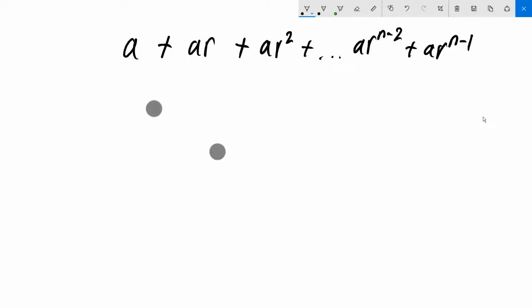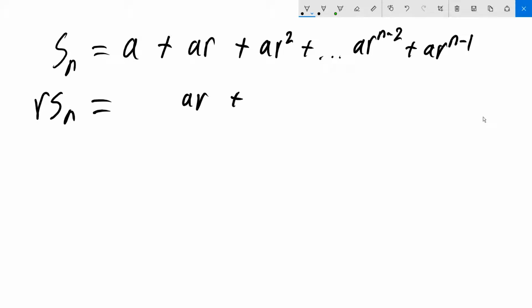Now we're going to take Sn, our series, and multiply it by r. So now we have ar plus ar squared, and so on, up to ar to the n minus 2, plus ar to the n minus 1, and then plus ar to the n. So now we're going to get the difference of these two series.